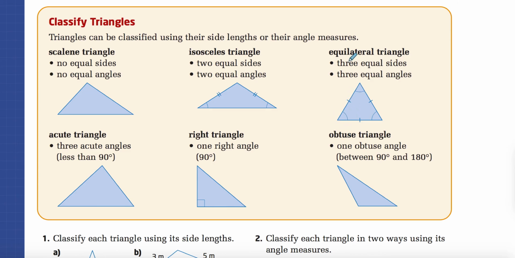Equilateral triangle, all three angles are equal and all three side lengths are equal. What that means is if the triangle adds up to 180, if we take 180 and divide it by 3, we get 60. So these angles are actually set. In an equilateral triangle, each angle has to be 60 degrees because they all have to be the same and they have to add up to 180 degrees.